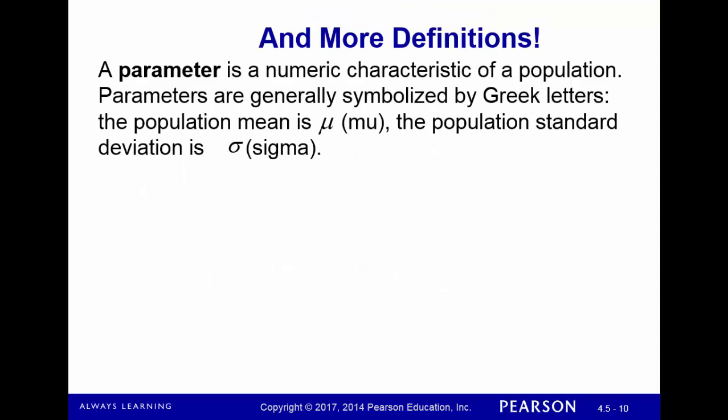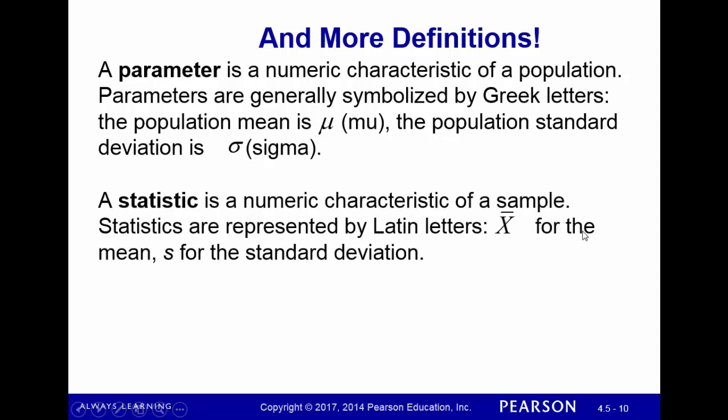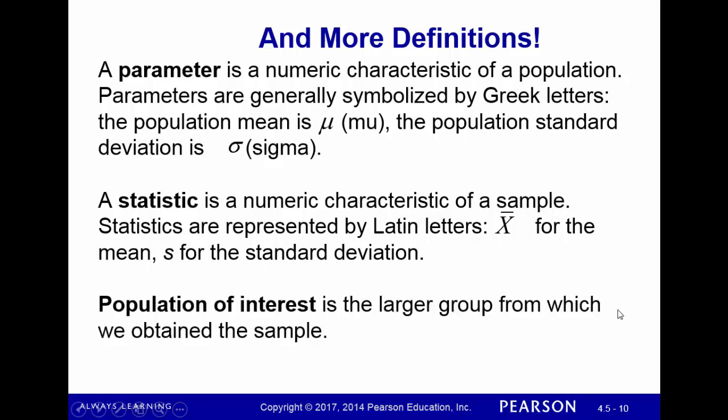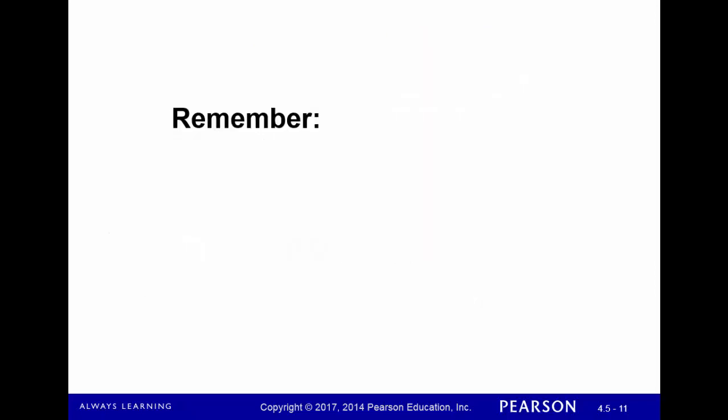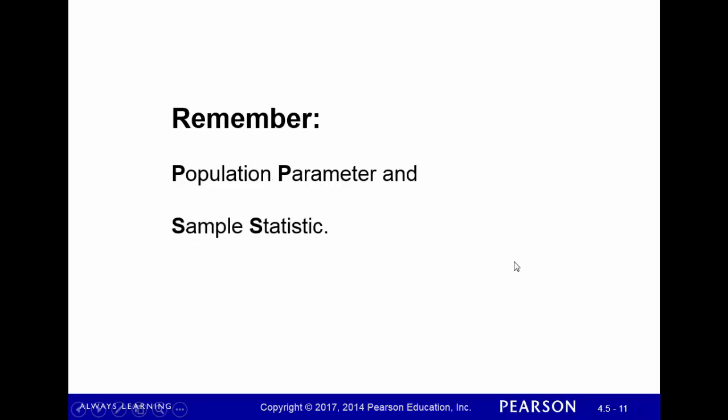Parameters are generally characterized by using Greek letters. For instance, the population mean, we use the Greek letter mu, and the population standard deviation, we use the Greek letter sigma. A statistic is a numerical characteristic of a sample, and we use the Latin letters: x bar, y bar for the mean, s for the standard deviation. The population of interest is the larger group from which we obtain the sample. One way to help you remember this: population parameter, P goes with P, and sample statistic, S goes with S.